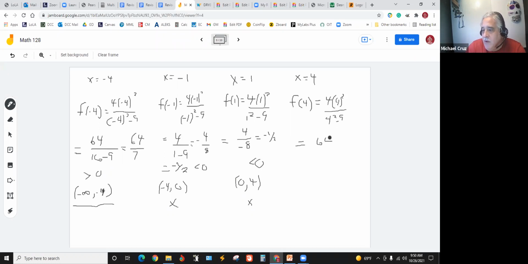It's going to be the exact same value because 16 minus 9 is 7. So it's greater than 0. So then this one is 0. I'm sorry, 4 to infinity. So here's our solution set, we call it. Okay.